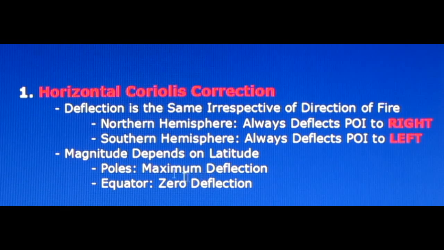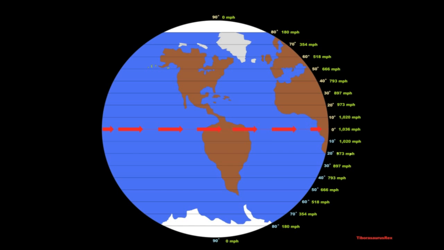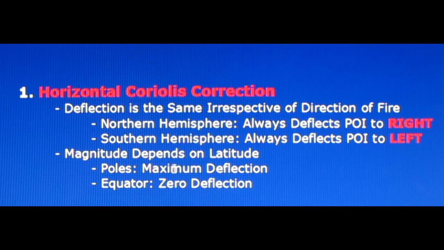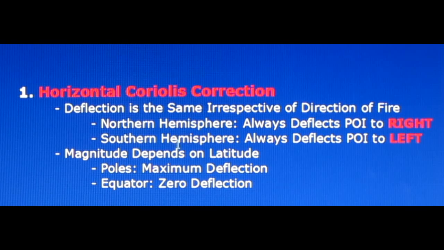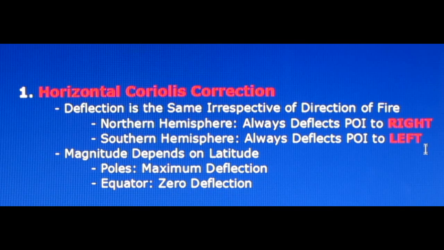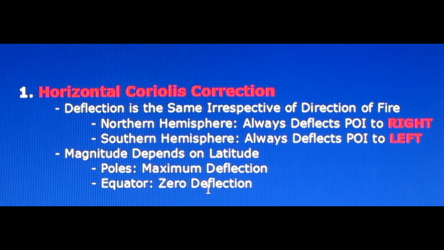The magnitude of the horizontal Coriolis correction is going to depend on your latitude, how far you are north and south. So if you're closer to the North Pole, for example, you're going to have a lot of horizontal deflection, okay? If you're on the equator, you're not going to have any deflection. And we'll illustrate this in a minute. So that's the main concept to grasp as far as horizontal Coriolis correction. Northern hemisphere always to the right, southern hemisphere always to the left. At the poles, it's maximum. You're going to have a lot of deflection. And the closer you get to the equator, it's going to have less and less. And once you get on the equator, it's going to have zero deflection.